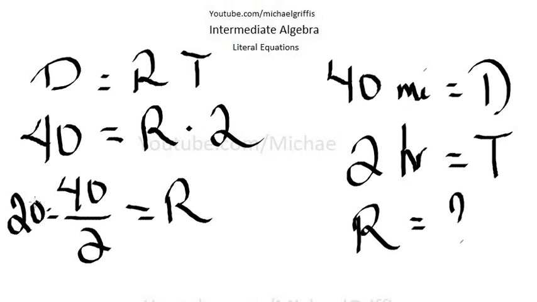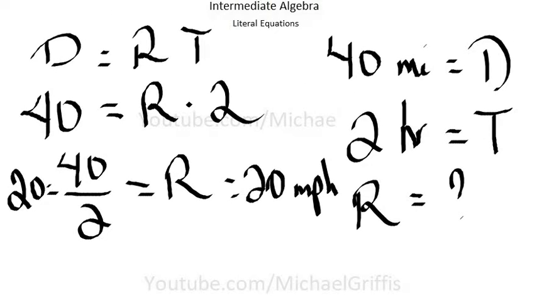Right? So what is 20? 20 miles per hour. So we went 20 miles per hour for 2 hours and we traveled a total of 40 miles. Pretty simple. Okay, so a literal equation uses letters to represent constants, and that's basically it.